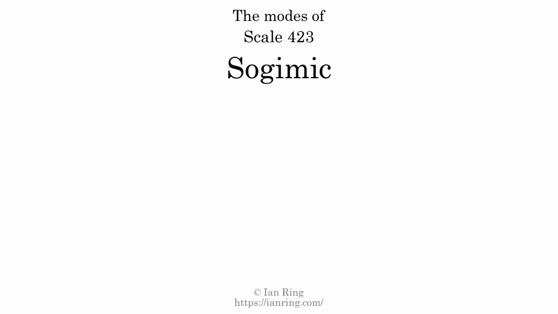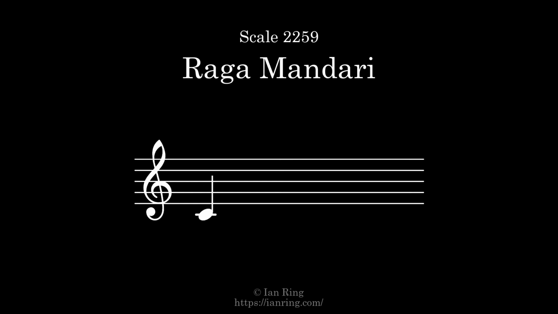This scale has 6 modes. The first mode is itself. The second mode is scale 2259, also known as Raggamandari. It sounds like this.